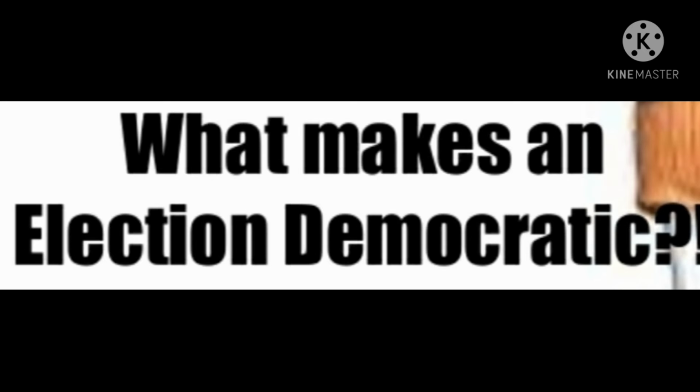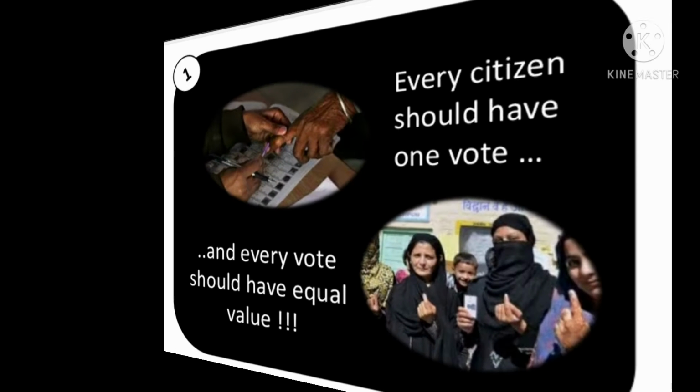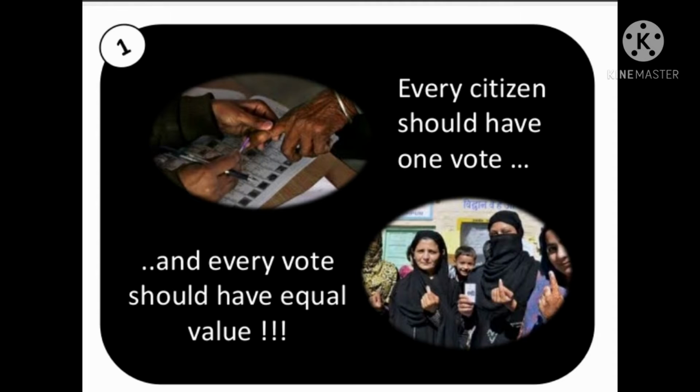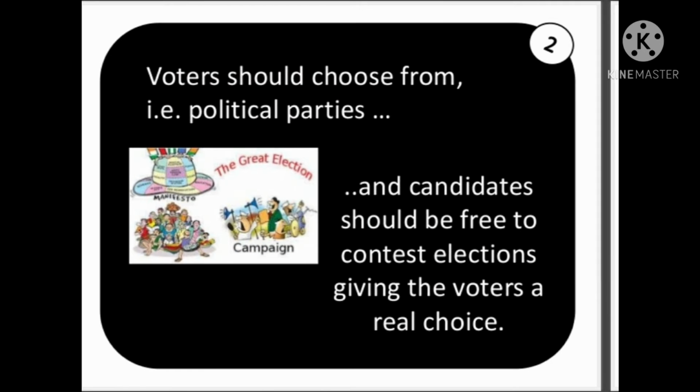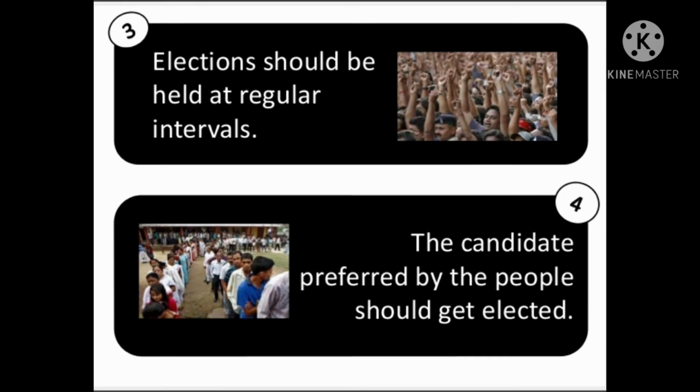Next topic is, what makes an election democratic? Everyone should be able to choose. This means that everyone should have one vote and every vote should have equal value. There should be something to choose from. Parties and candidates should be free to contest elections and should offer some real choice to the voters. The choice should be offered at regular intervals. Election must be held regularly after every few years.